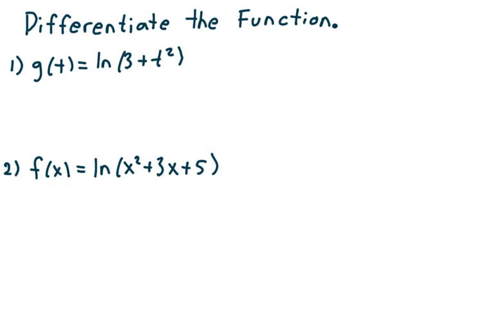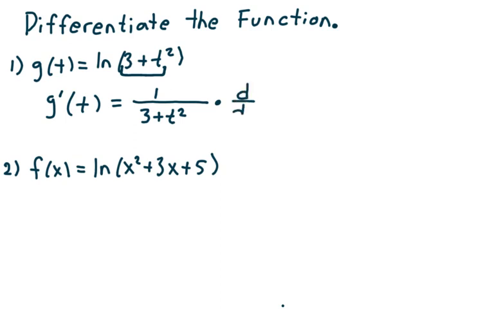Now, in this example, g of t is equal to natural log of 3 plus t squared. So notice how the inside function is 3 plus t squared. So when I take the derivative, I'm going to get 1 divided by the inside function, which again is 3 plus t squared. And I'm going to multiply by the derivative of the inside function with respect to t. So in other words, I'm going to multiply by the derivative of 3 plus t squared with respect to t.